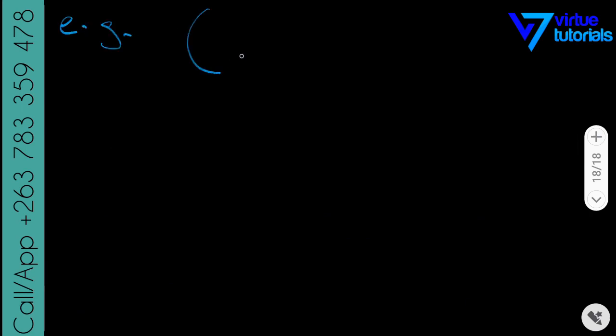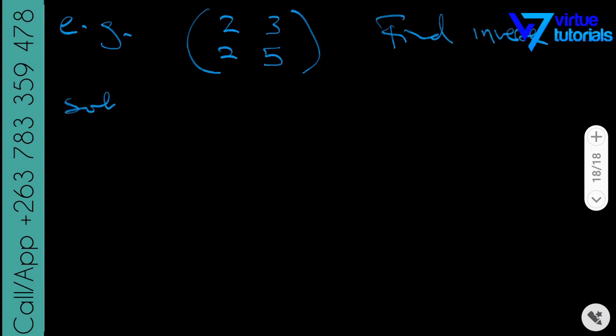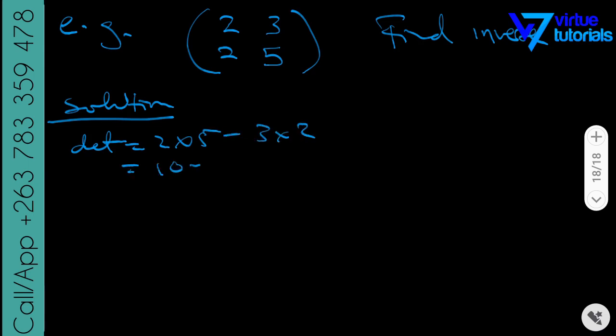Okay, so let's have an example to show. If we have a matrix, perhaps 2, 3, 2, 5, and you want to find the inverse, the first thing we need to do is to find the determinant. So the determinant is equal to 2 times 5 minus 3 times 2, which is 10 minus 6, which gives you 4.